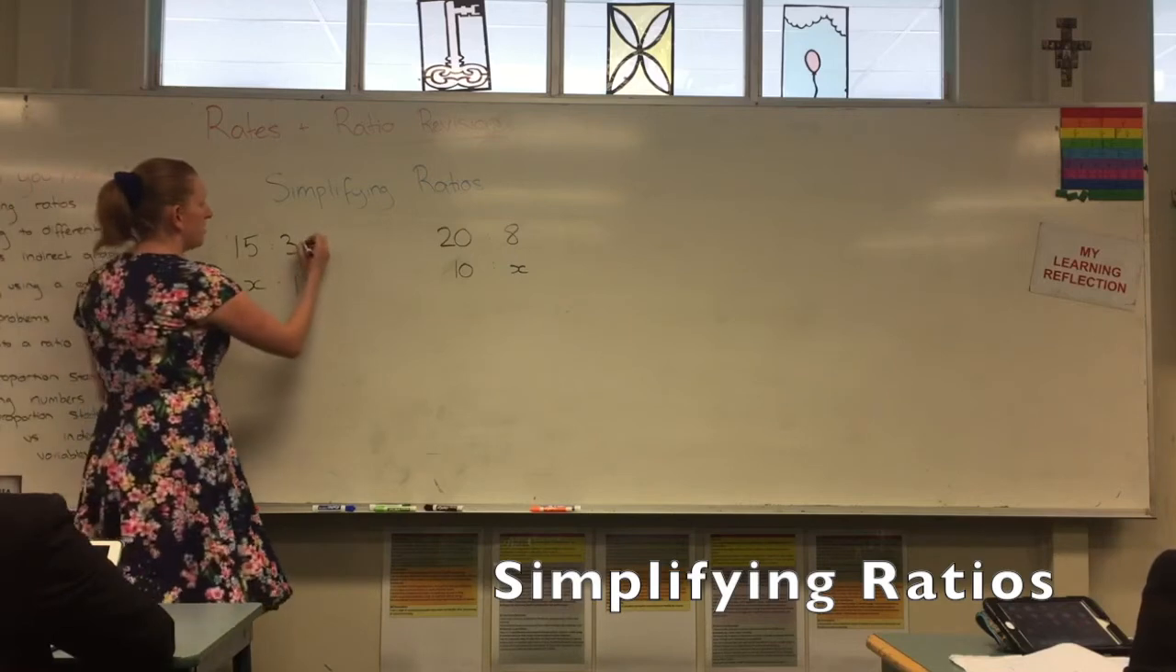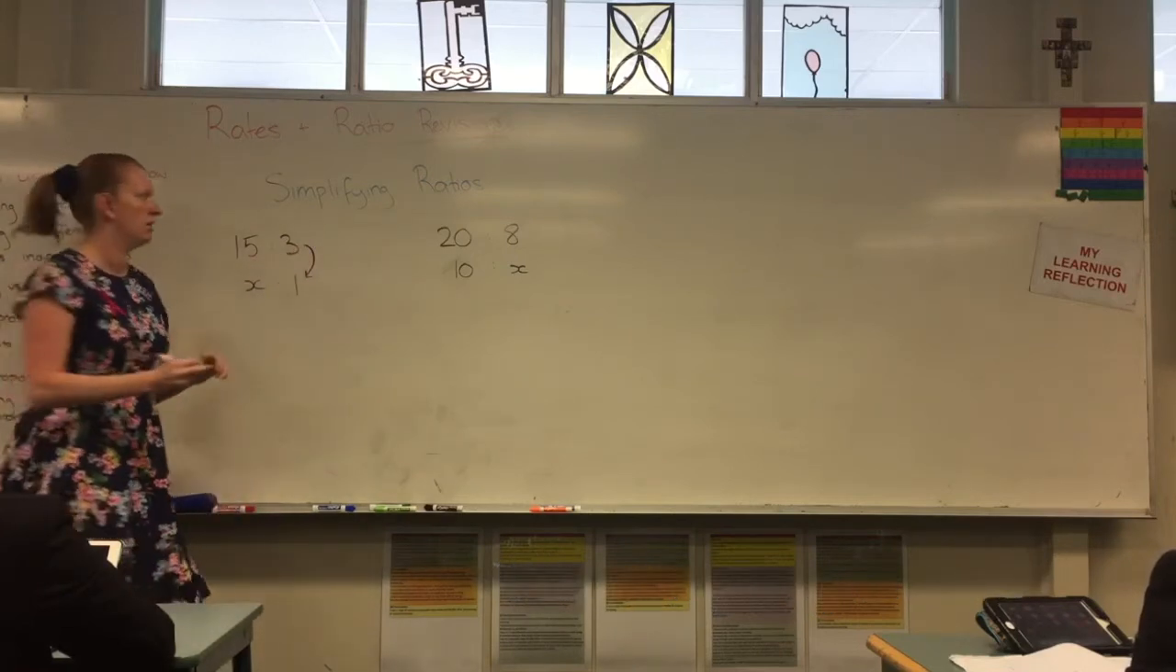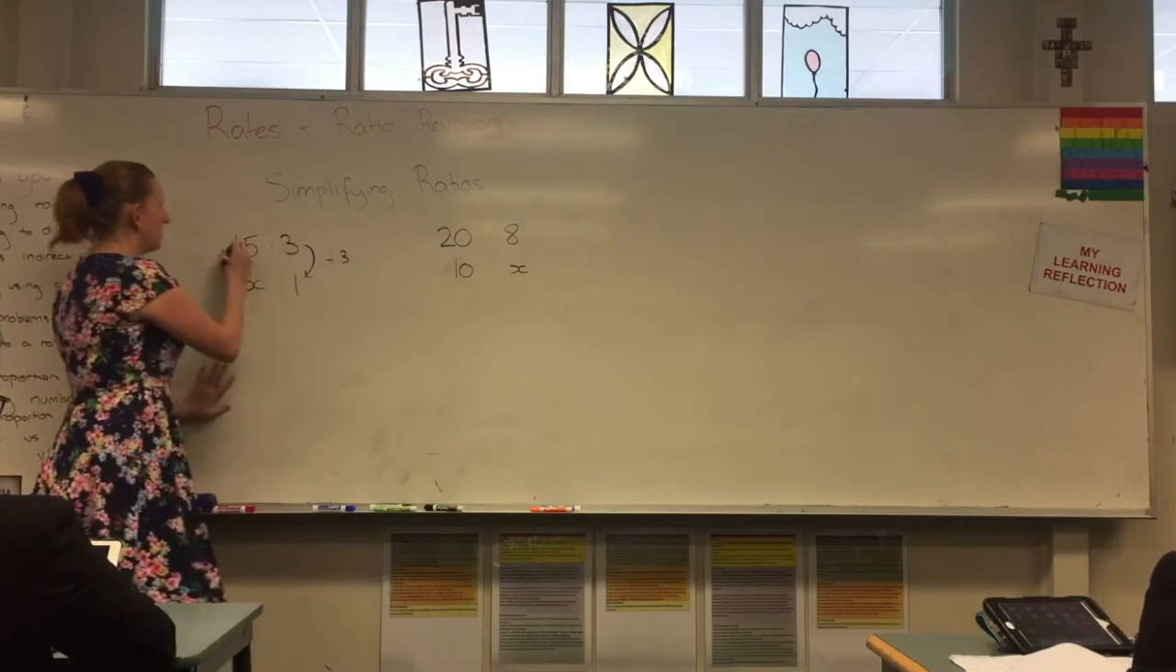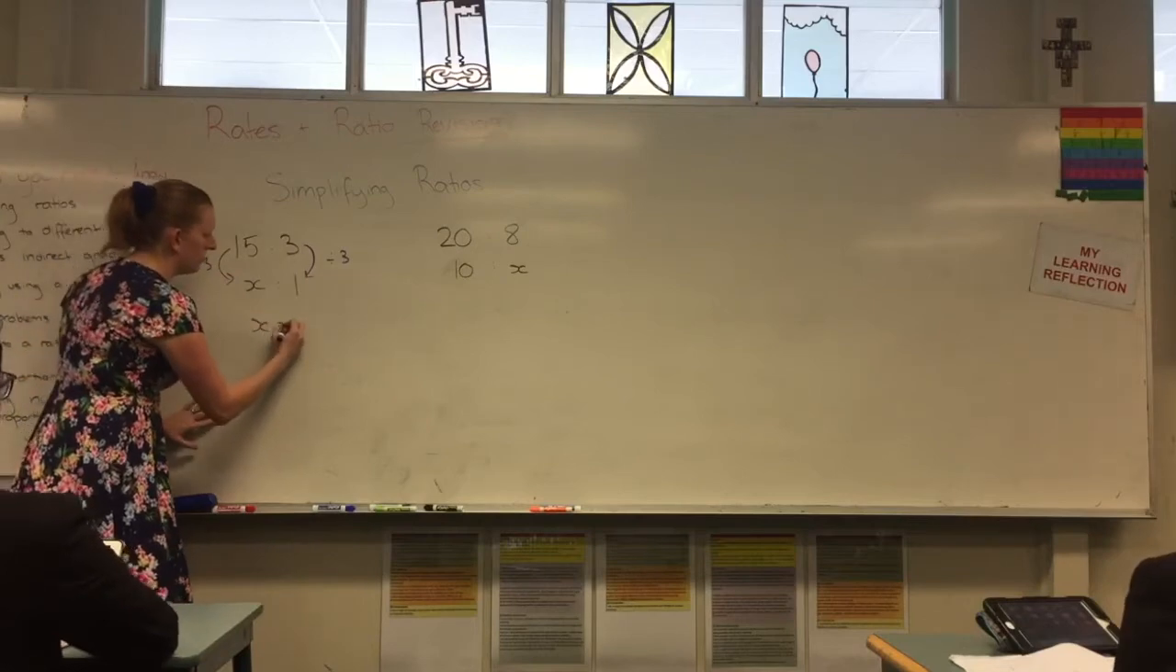So we've got to figure out how do you go from 3 to 1? Yeah, divide by 3. So what do you think you're going to do on this side? Divide that way, divide by 3. You get 5. So x is going to be 5.